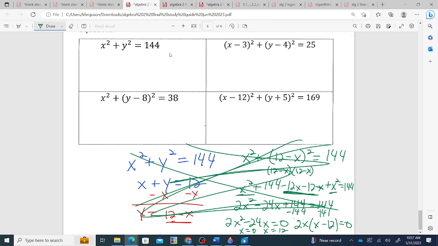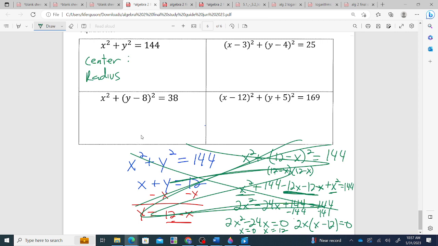So here's what we got. You need to be able to recognize an equation and pull out the center of the circle and the radius. So anyway, what's the center of this circle?